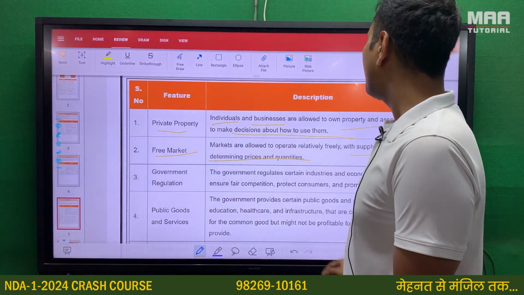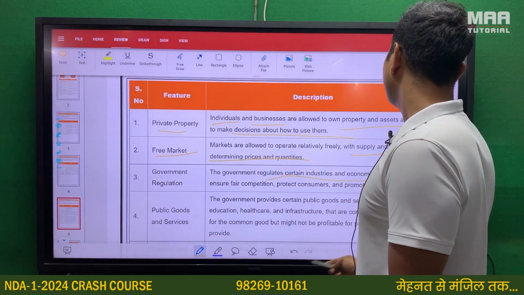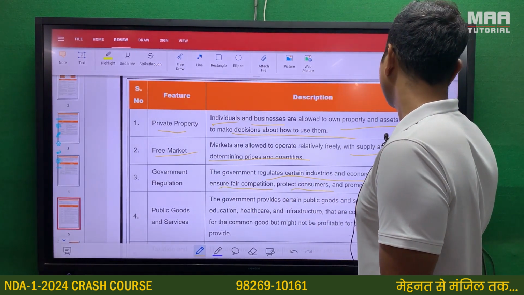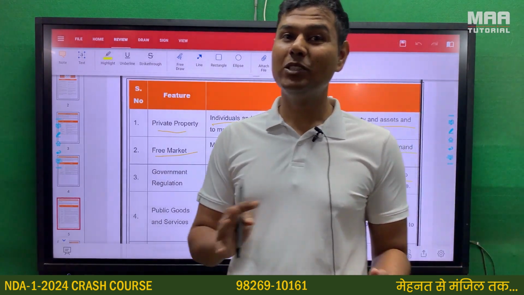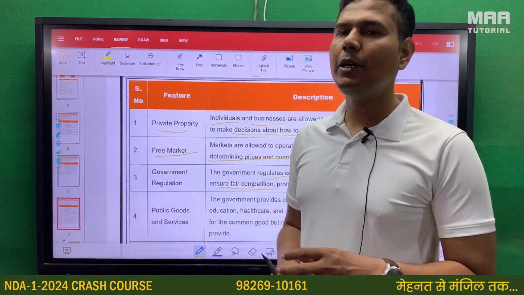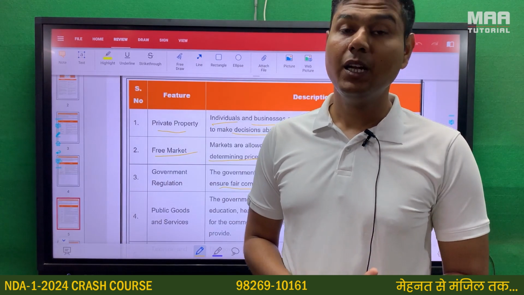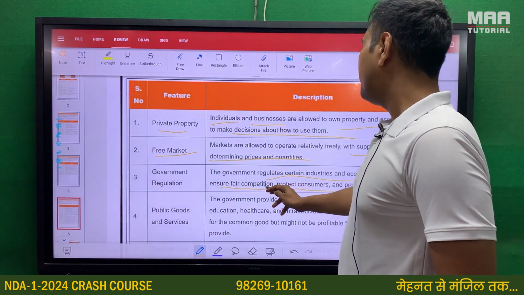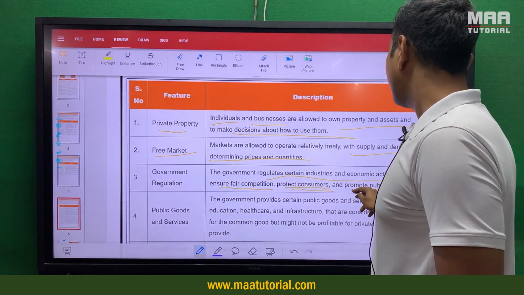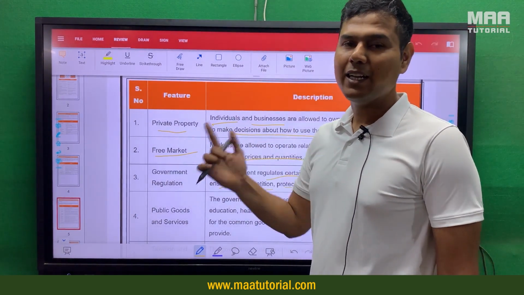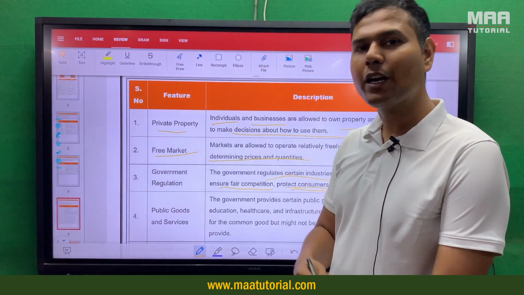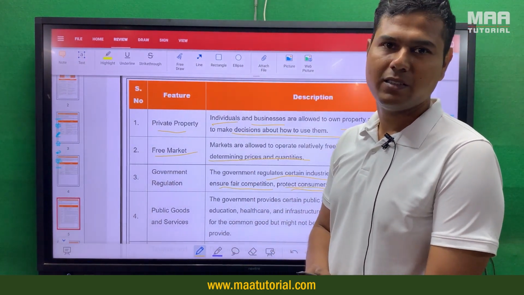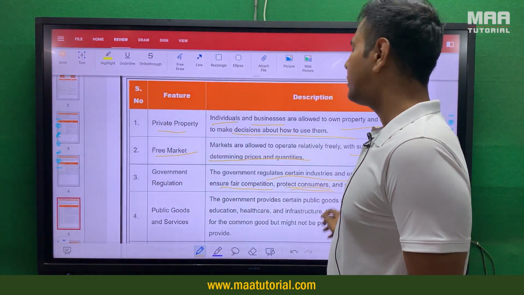Government regulation. Government regulates certain industries and economic activities to ensure fair competition, protect consumers, and promote public welfare. See, as I told you, the best of both, right? So the government would definitely have regulations on the economy. The government would try to protect the consumer. Public welfare, as I said, in socialism the idea is to have the greater good. The government would try to do it, but at the same time ensure that the economy is not affected. Right? Government would be regulating certain industries.